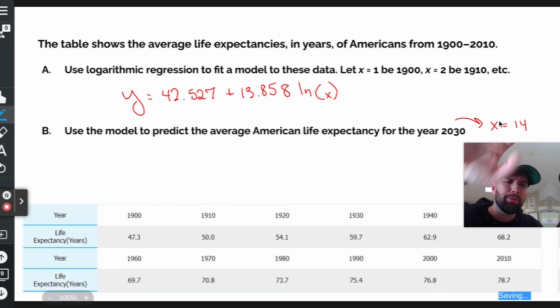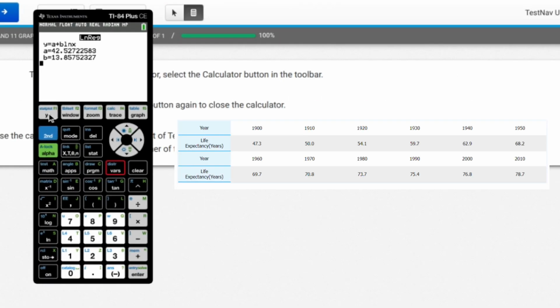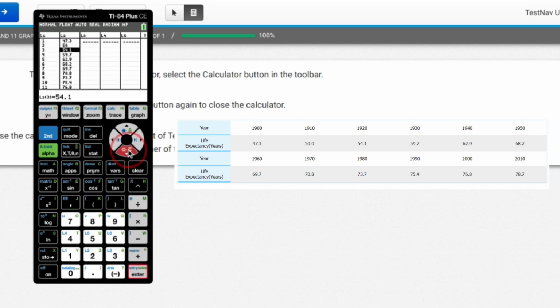Just watch. All right, now if you remember, I already programmed that into the y sub 1 part by using the whole vars thing when I did ln reg. And I'm going to predict the life expectancy for 2030. Now, since we allowed 1 to be 1900, just to be on the safe side, if I go back to my list, we called 2010 12. So 2030 is going to be 14.